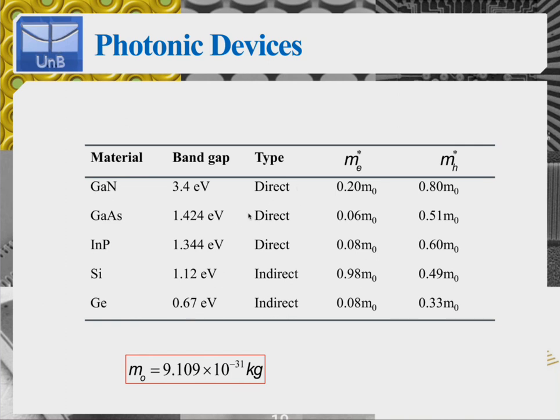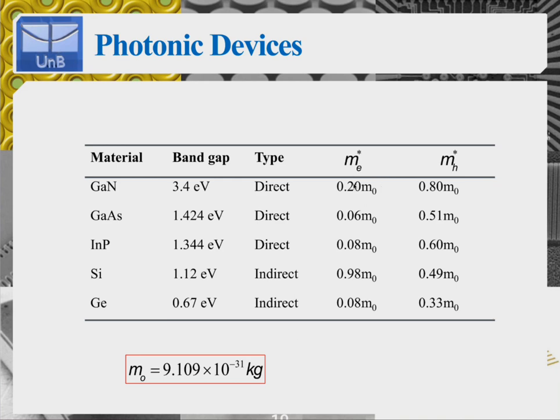Okay, this column right here shows us which ones are direct and which ones are indirect band gap semiconductors. Basically, silicon and germanium are indirect band gap semiconductors. And here you see the effective mass for electrons and holes, okay, which for the parabolic approximation is very important. And these are expressed as a function of the actual mass of the electron, the mass that the electrons actually do have, which is 9.1 times 10 to the minus 31 kilograms.